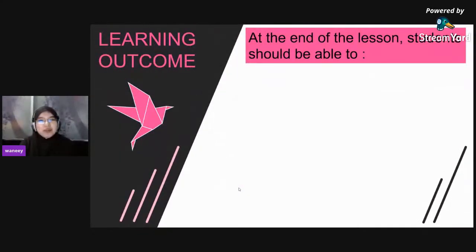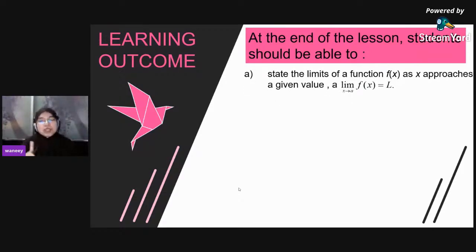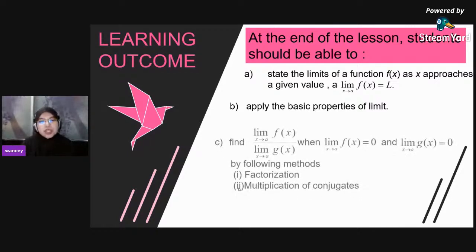Okay, so the learning outcome for today, at the end of the lesson, students should be able to. So the first one, you should be able to state the limit of a function as x approaches a given value, which is the limit as x approaches a for f(x) equal to a. So we have to state that one. And then we have to apply the basic properties of a limit. So when we have a plus, what can we do? If we have a minus, what should we do? If we have a multiplication, if we have a division, what will happen? So those are the basic properties of the limit.